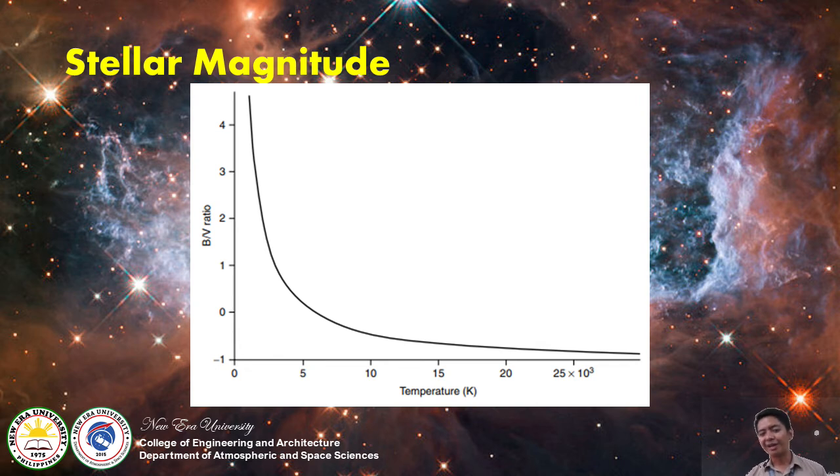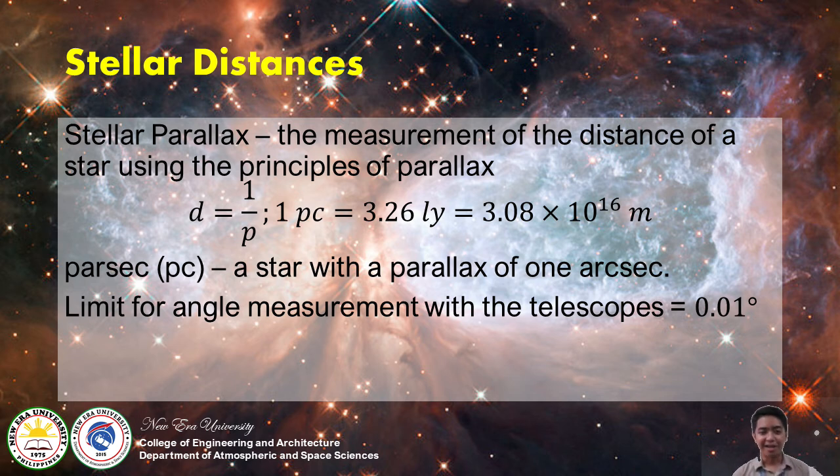We can determine the distance of a star using stellar parallax. So, what is this stellar parallax? The stellar parallax is the measurement of the distance of a star using the principles of parallax. During high school or elementary days, you were taught how parallax works. Just extend your arm with your thumb up, then alternate your eyes, closing one and opening the other, and you can see that there is an apparent shift on the background of your thumb. So that is basically the stellar parallax.